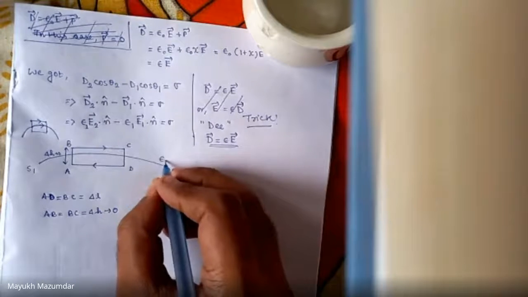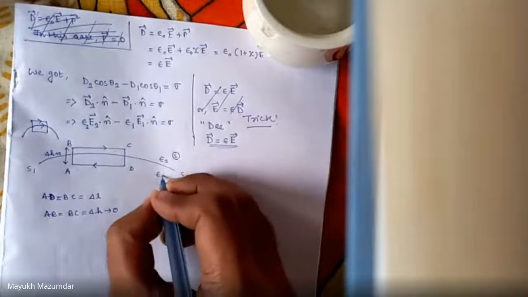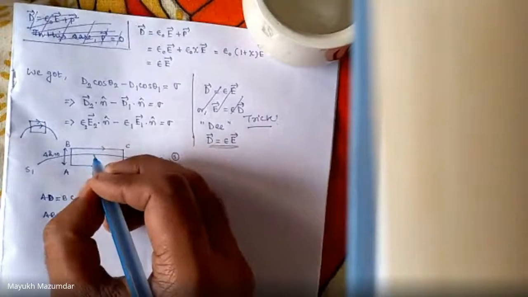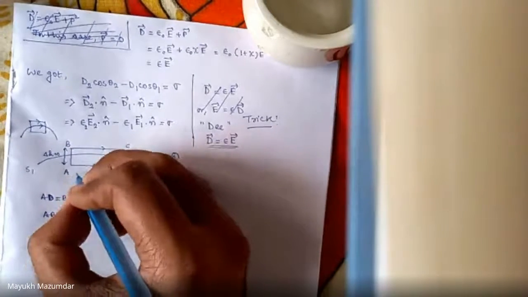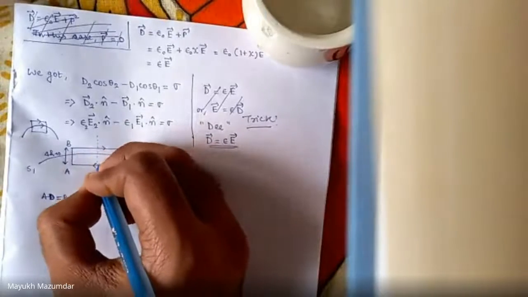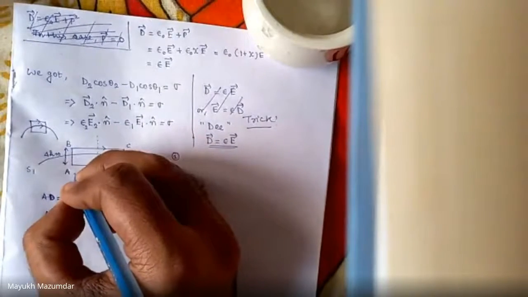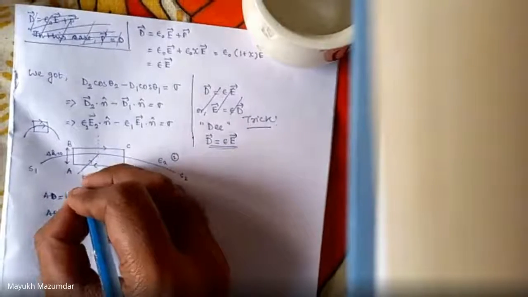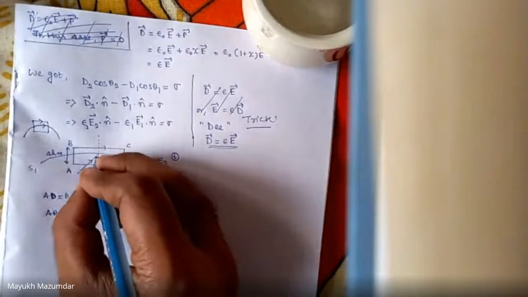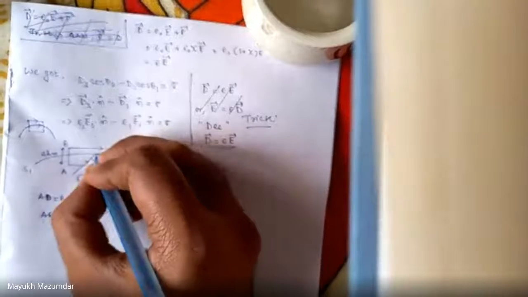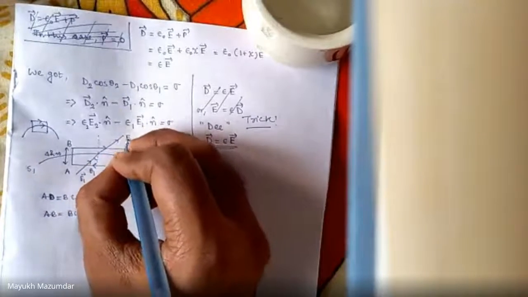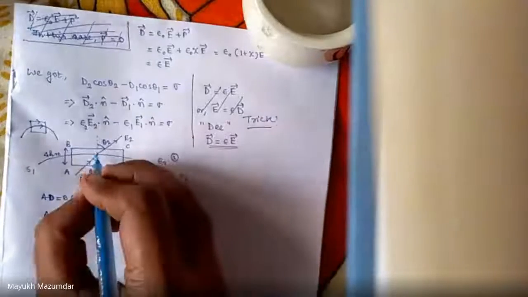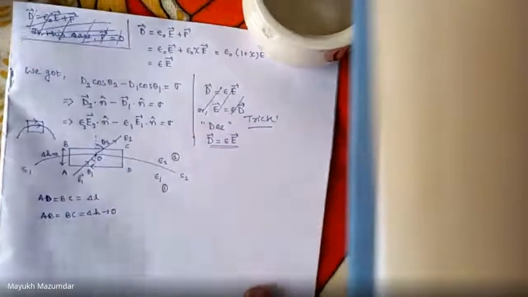So again, this is medium 2, which has permittivity epsilon 2. Medium 1 has permittivity epsilon 1. This is the electric vector E1, making an angle theta 1 with the normal to the surface. This is E2, making an angle theta 2 with the normal of the surface. And this point is O, where I am drawing the surface.